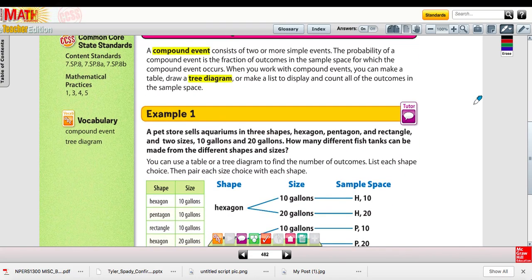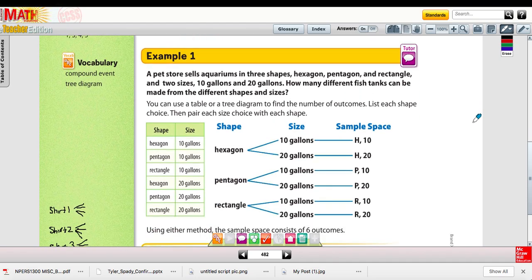In example 1 on the bottom of page 482, you see a tree diagram. And tree diagrams are really nice because you can visually see how many outcomes there will be available. One disadvantage is that they take a little bit of time to draw out.